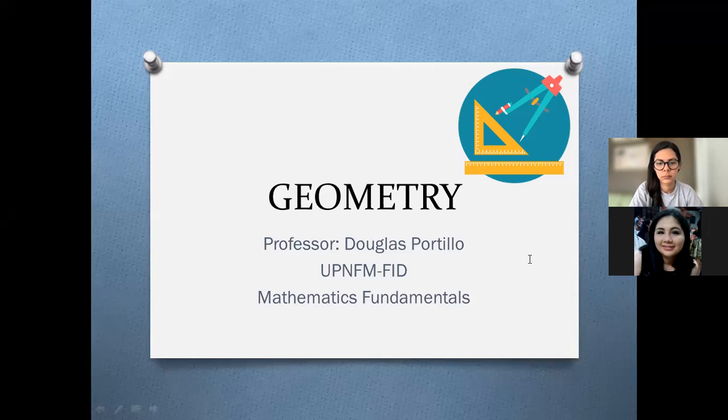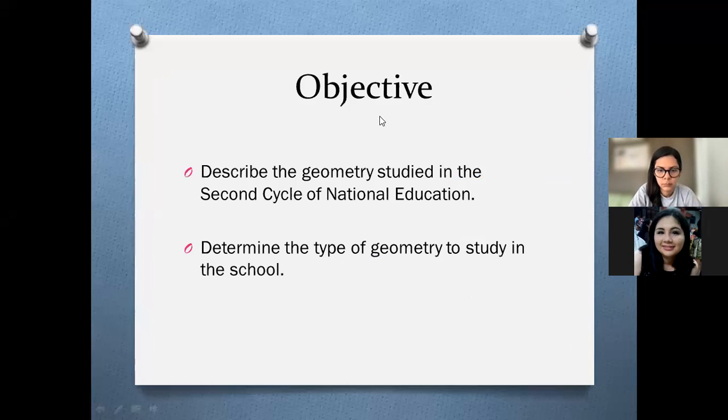Okay, let's see. When we talk about geometry, what do we need to talk about geometry? First of all, describe the geometry that we will study in the second cycle of our national education. And I think of the United States too, it's the same. Determine the type of geometry that we study in the school. Okay, so that's so important. We're gonna describe and then we're gonna determine what it is.